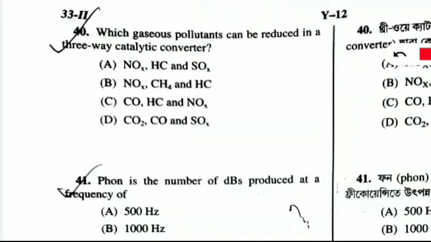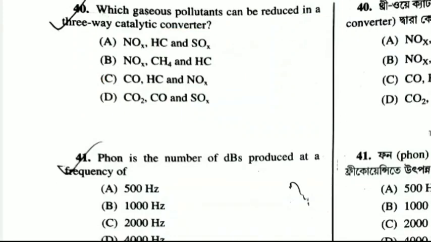Question 40 is, which gaseous pollutants can be reduced in a three-way catalytic converter? These converters and all are very important. Air pollutant controlling devices, I have made a separate video on that. You can watch the link in the I button. So here the pollutants which are reduced in the three-way catalytic converter are option C: carbon monoxide, hydrocarbons and oxides of nitrogen. Remember, what does a three-way catalytic converter reduce? Carbon monoxide, hydrocarbons and oxides of nitrogen.